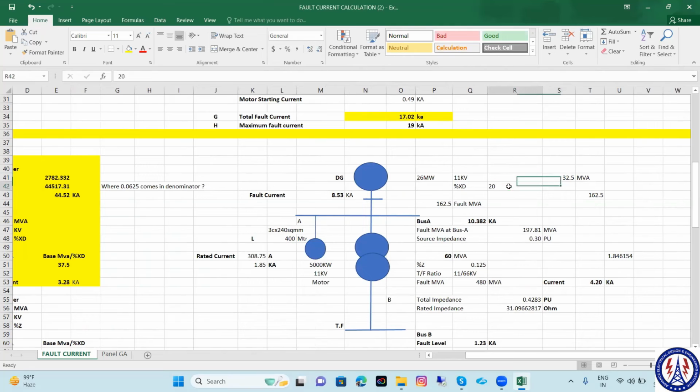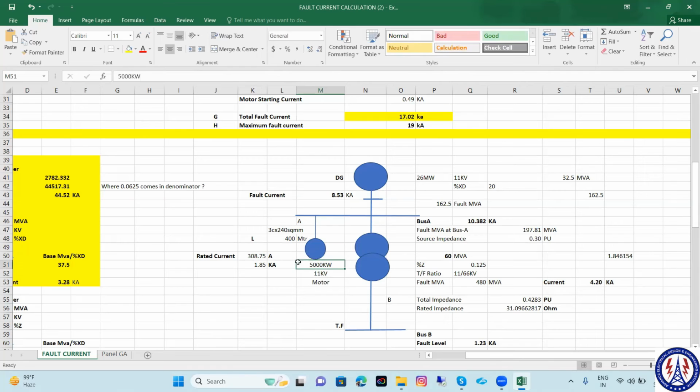Base MVA divided by the subtransient reactance, so base MVA divided by percentage impedance. In the DG, it is the subtransient reactance, which is 0.2. So fault current will be √3 VI, so this is the fault 162.5 divided by the voltage. The voltage is 11 kV. So this is the fault current contribution by the DG.